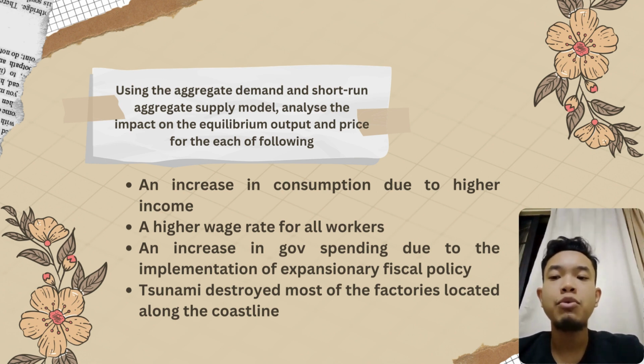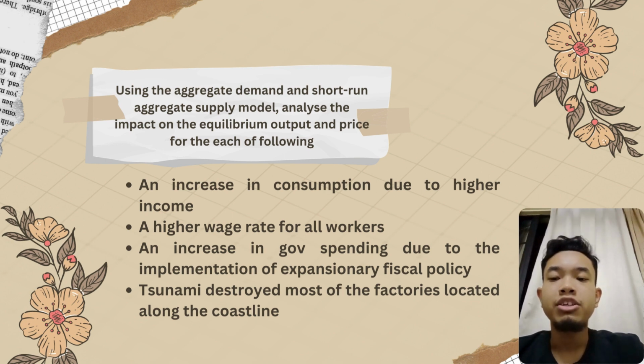B. A higher wage rate increases production costs, causing a decrease in short-run aggregate supply. This results in lower equilibrium output and a higher price level in the short run. The cost-push effect reduces production and increases price. C. An increase in government spending increases aggregate demand, leading to a higher equilibrium output and an increase in the price level in the short run. This fiscal stimulus boosts economic activity and raises price.